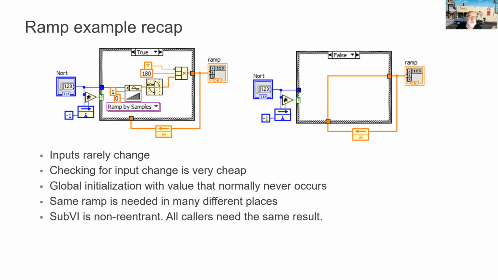So as a recap, the inputs rarely change in this simple example. Checking for input is very cheap. It's a comparison of a scalar with the previous one. And we initialize with a sentinel value that typically doesn't occur. And if the same sub-VI is called in many different places, they all get the same binary identical result.